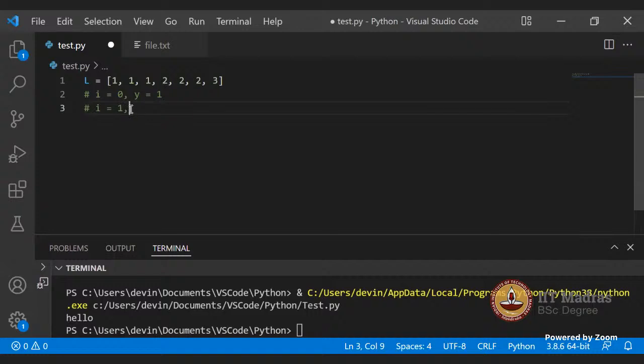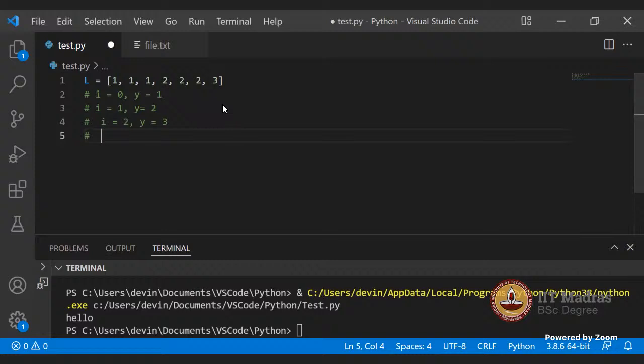When i equals 1, L of 1 is already 1. L of 1 is already present in the previous list. That is, 1 is already present before. So now y is going to get updated to 2. When i equals 2, we have y equals 3. Then when we come across 2 here, 2 is not present previously.